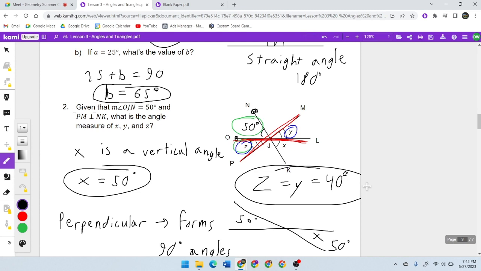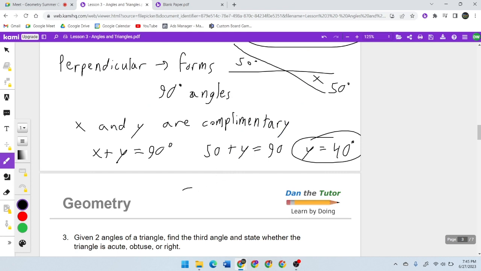Can you repeat the explanation again? Yes, so there's two explanations I could have done actually. I didn't finish the first one. The first one I could have said was z plus 50 equals 90 because they're complementary. So in other words, z plus 50 equals 90. Subtract 50, z equals 40. That's the one I didn't say, but that's another way you can prove it.